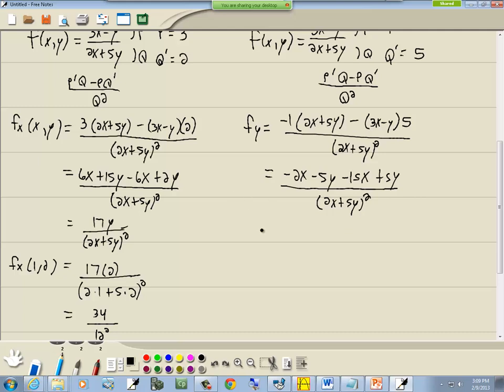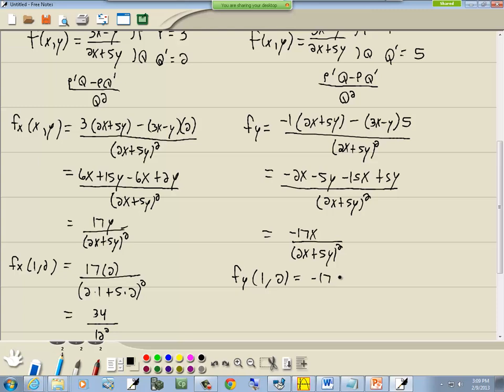Again, simplify a little bit before we plug in our numbers. Negative 2x minus 15x is negative 17x. Negative 5y plus 5y drops away. Over 2x plus 5y squared. And now we'll plug in our point. This is x, this is y.